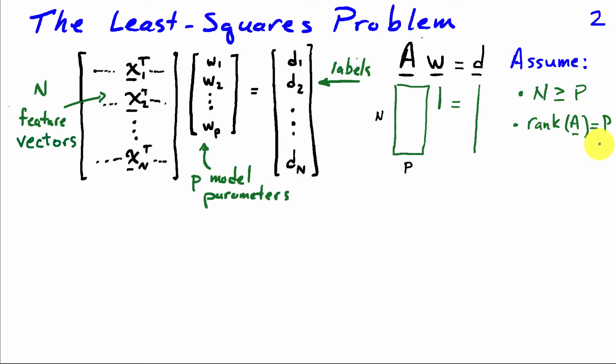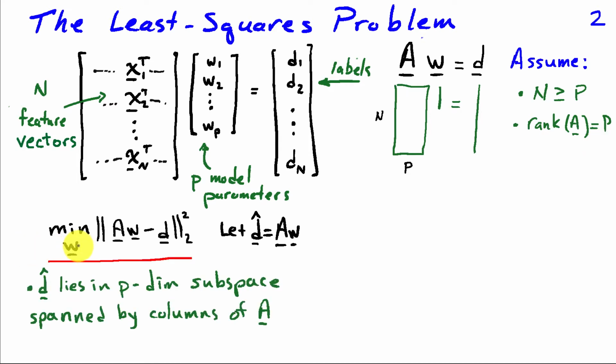Now these assumptions will allow us to solve the problem, and we'll later look at ways of relaxing these assumptions with more advanced techniques. So our goal in the least squares problem is to minimize the Euclidean norm squared of the difference between AW and D. So if we define D hat as A times W, we know that D hat lies in the p-dimensional subspace spanned by the columns of A. So we're trying to find a W that gives us the vector in this p-dimensional subspace D hat, which is closest to D in the sense of Euclidean distance.